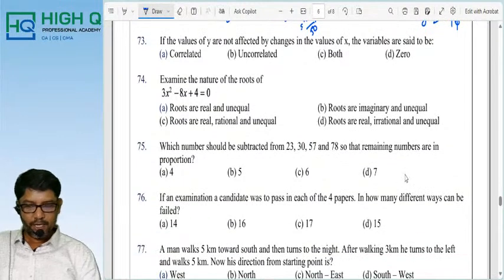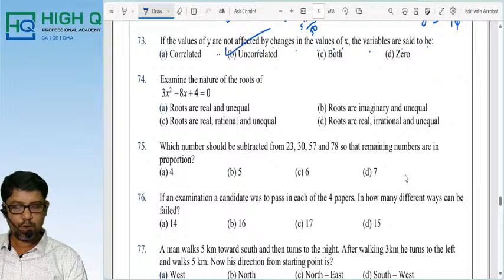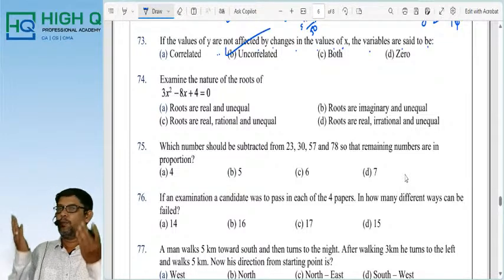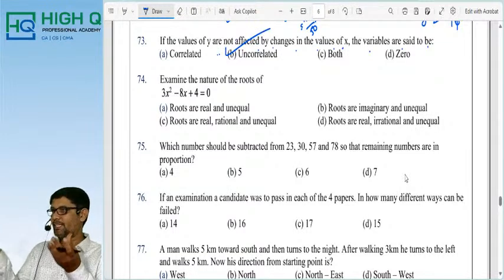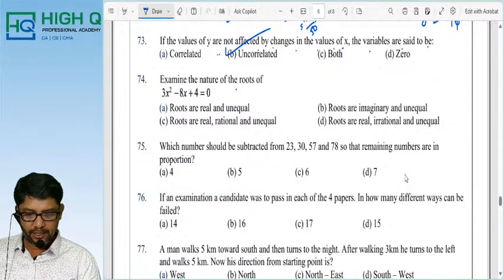Next. The values of y are not affected by changes in the values of x. The variables are said to be uncorrelated. See, what is correlated? One variable should affect the other variable, na? So it is uncorrelated.